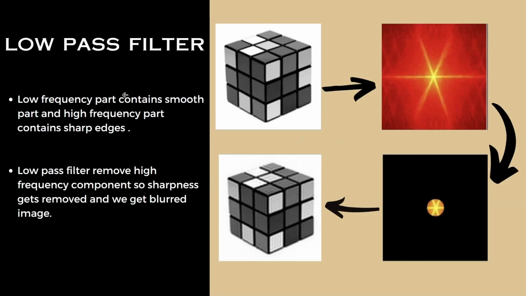Low pass filter. The low frequency part contains the smooth part and the high frequency part contains sharp edges. So a low pass filter removes the high frequency component, so sharpness gets removed and we get a blurred image. So we have an image in spatial domain, and by using Fourier transform we convert it into the Fourier frequency domain, then apply the filter on it, and then by using inverse Fourier transform we convert it back into spatial domain.